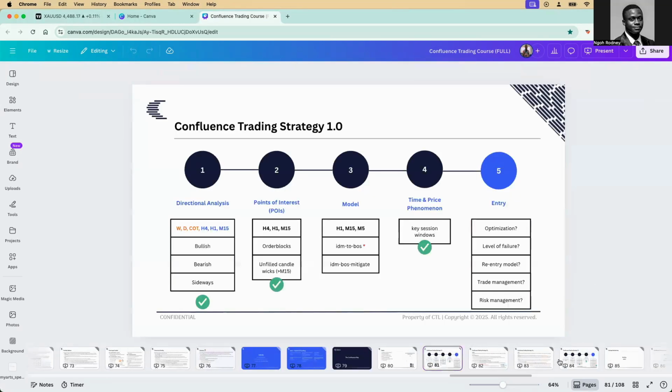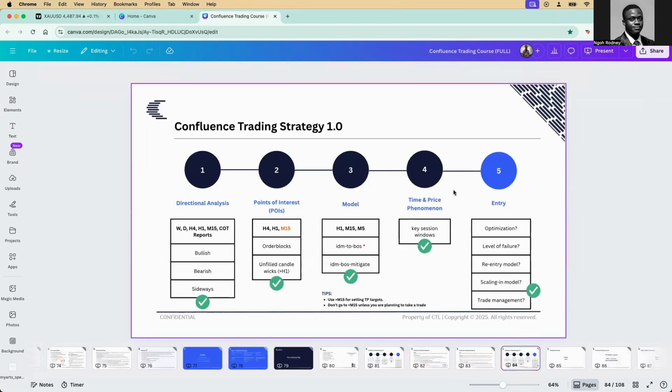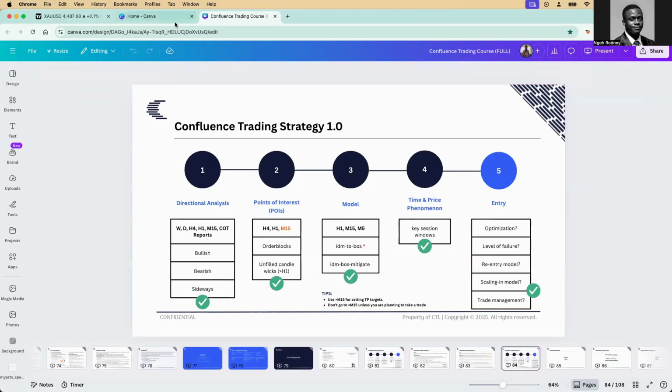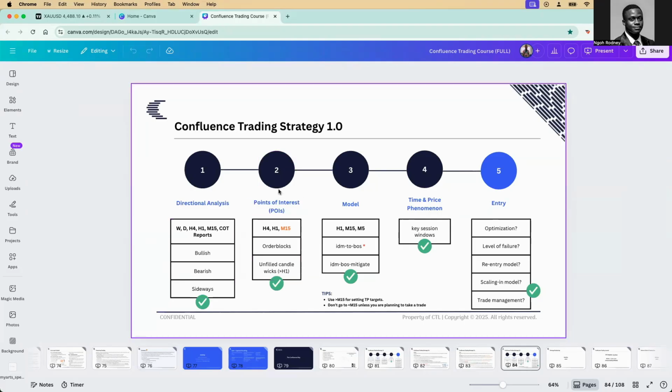I just want you to think about this model like this. This is basically how I trade, right? So the first thing you want to get right is this directional analysis. This part is the main thing. If you get this right, this becomes easier to find, right?